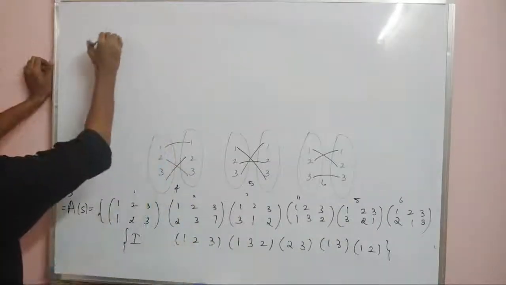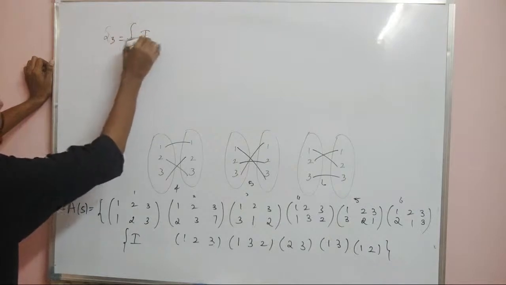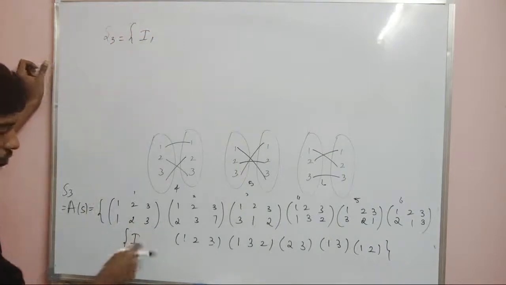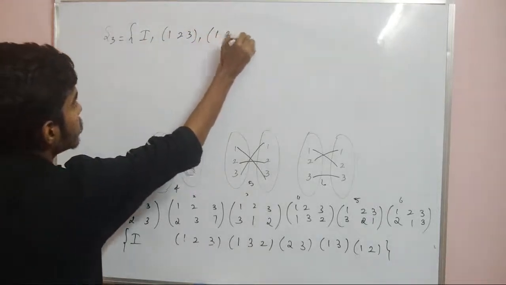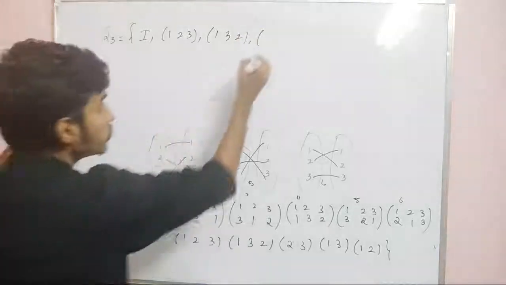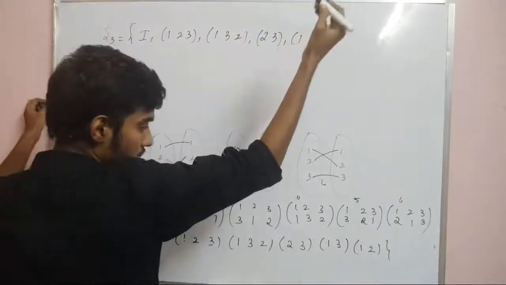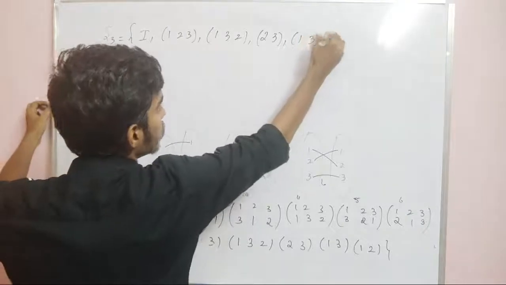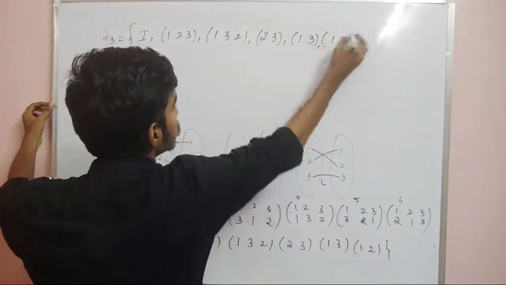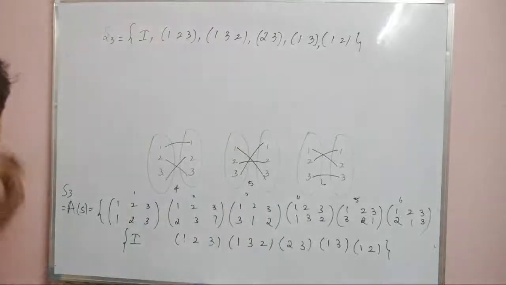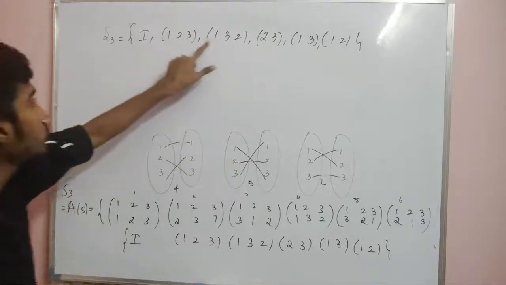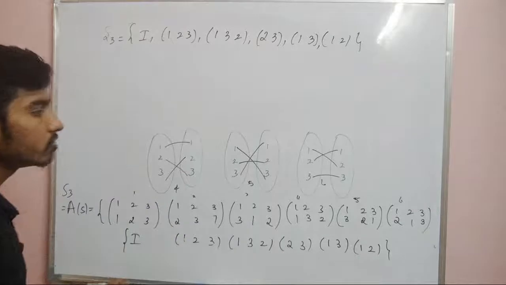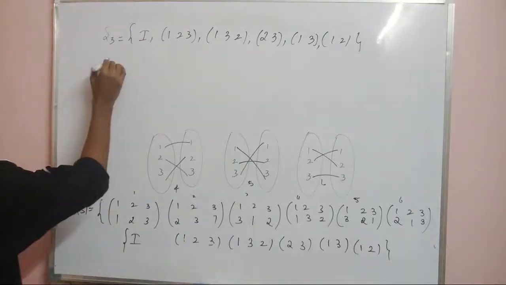Now, S3 has I, which means that is the same transformation, and it has 1, 2, 3, and it has 1, 3, 2, and it has 2, 3, and it has 1, 3, and it has 1, 2. So these are the 6 elements. In the beginning I said Sn has n factorial elements. So this is S3, so it has 3 factorial elements, that is 6 elements. Now we will show that this set forms a group. So first is closure.